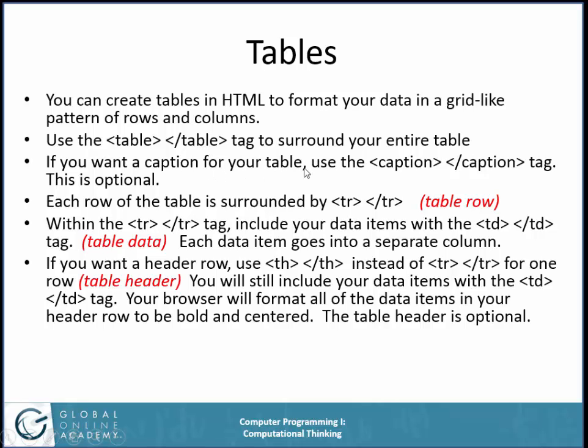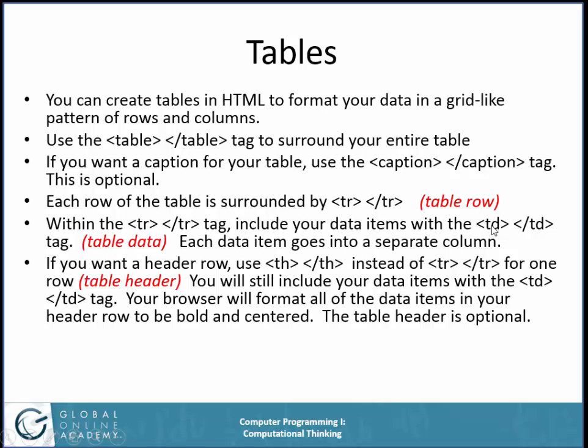If you want, you can put a caption for your table with the caption end caption tag. This will give it a title up above the rows and columns. It's optional. You don't have to do it. Then each row of the table is surrounded by the table row, or TR tag. So if you have a table and you want it to have 4 rows, you'll have 4 TR/TR tags. Within each one, you put each data item with TD for table data.